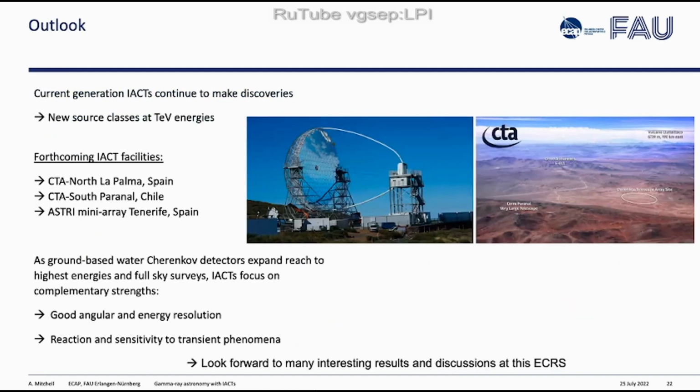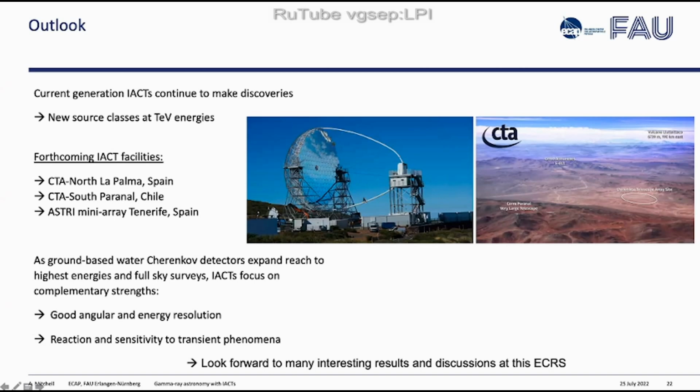So just to conclude with some outlook, what I really wanted to highlight by mainly focusing on recent results is that even though it's been over a decade of operation and coming into 2 decades for the current generation of IACTs, discoveries continue to be made. And this includes even new source classes occurring at TeV energies. And the forthcoming IACT facilities, we have CTA North, La Palma in Spain, and this is an image of the LST currently located on La Palma.